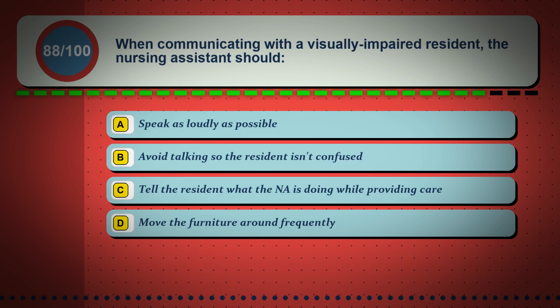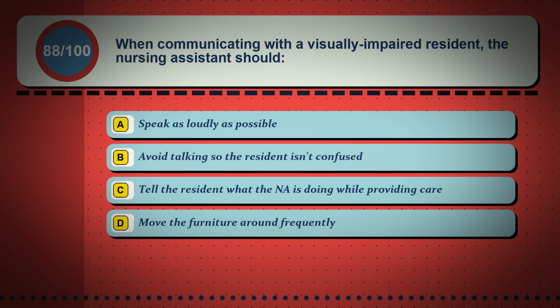Question 88. When communicating with a visually impaired resident, the nursing assistant should: Option A. Speak as loudly as possible. Option B. Avoid talking so the resident isn't confused. Option C. Tell the resident what the NA is doing while providing care. Option D. Move the furniture around frequently.